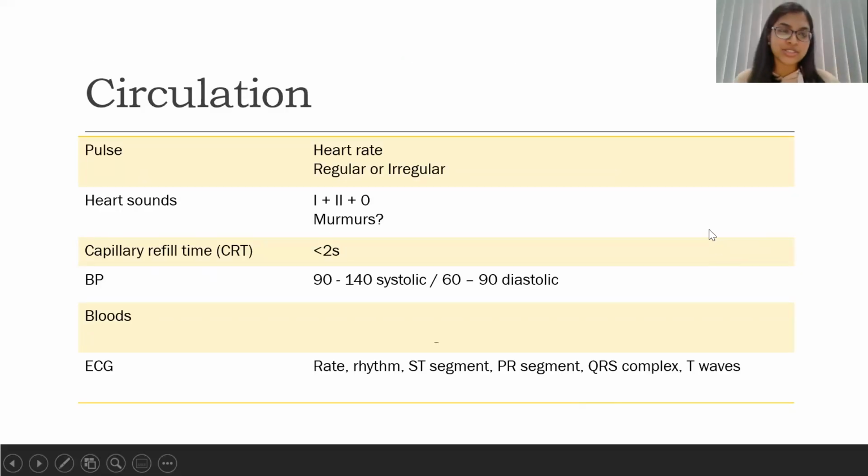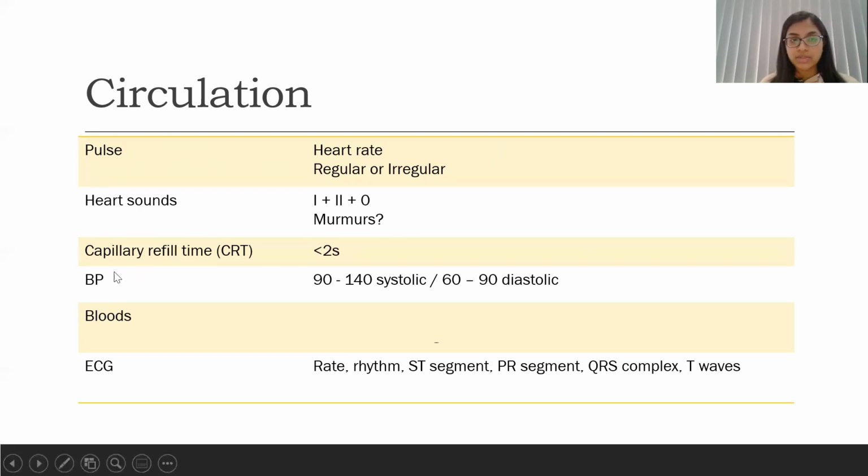Right, so moving on to circulation, these are the things you want to do. Again, it's a condensed version of your full cardiovascular examination. You start with the pulse. You want to check what the heart rate is. Are they tachycardic? Are they bradycardic? Is it regular or irregular? Then move on to listen for heart sounds. Typically it's S1, S2, and no other sounds. But if there are any murmurs, try to recognize them because they might be contributing to what your patient is presenting with. Then check if their capillary refill time is less than 2 seconds, which is normal.